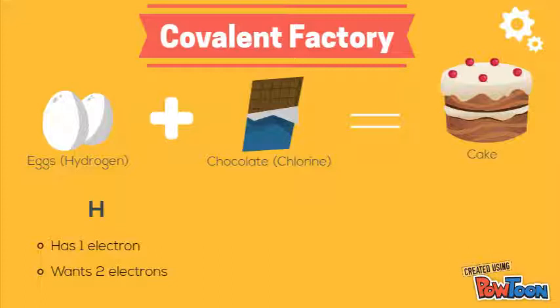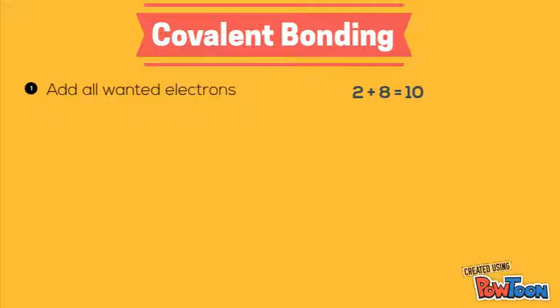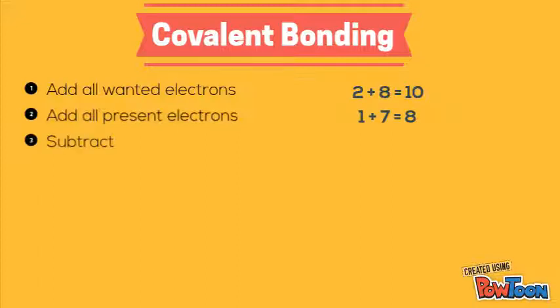And we also know that chlorine has 7 valence electrons and wants 8 valence electrons, which we learned from the previous slide. To do covalent bonding, first we have to add all wanted electrons from both elements. That's 2 plus 8, which equals 10. Next, you add all the valence electrons that both elements have right now. That's 1 plus 7, which equals 8. Then you subtract these two numbers, which is 10 minus 8, and this gives you 2.